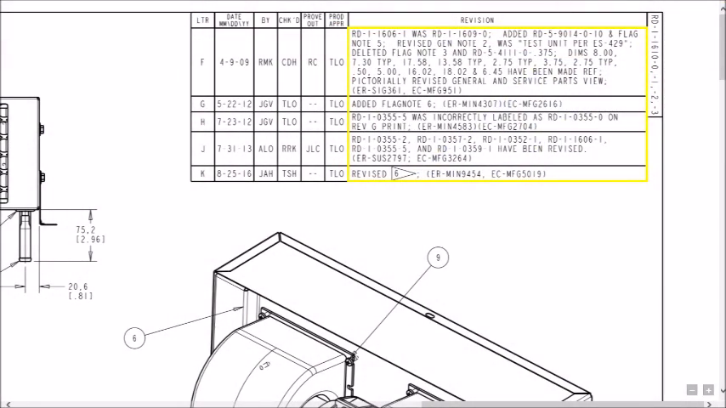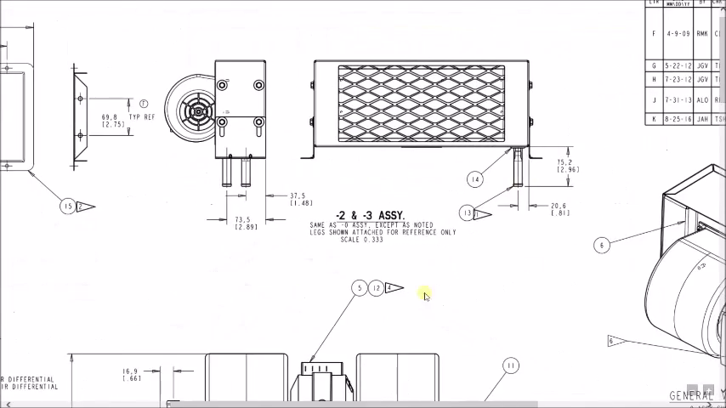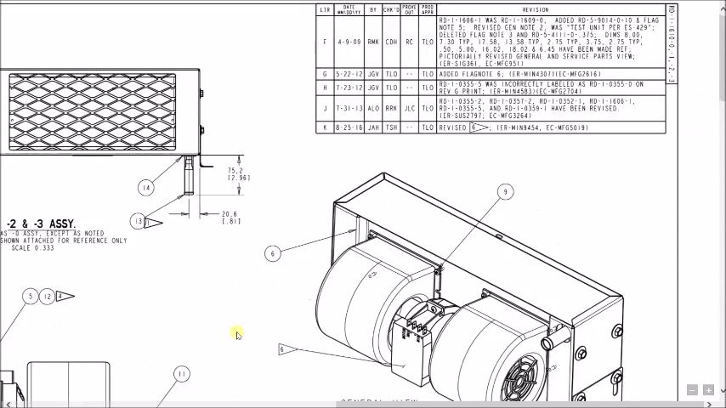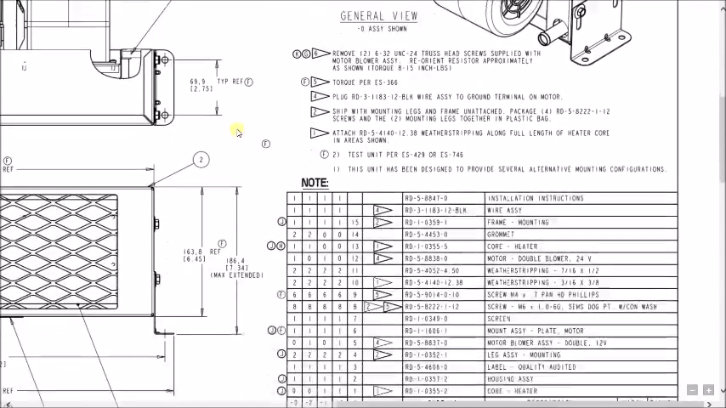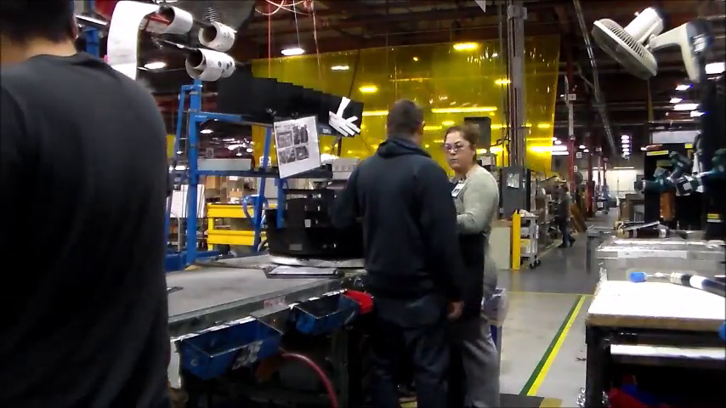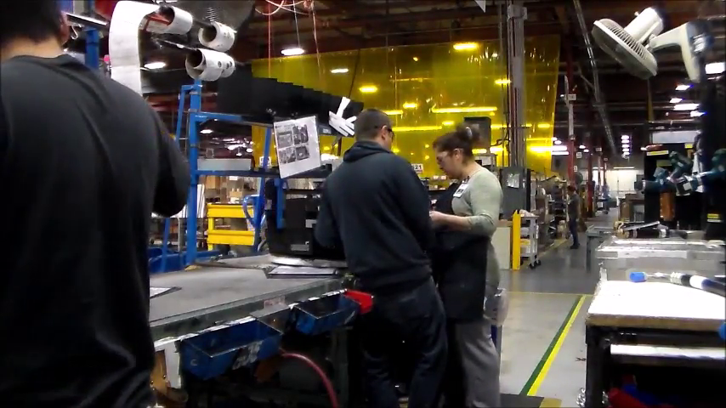You can also find comments on what was changed between revisions on the side of the revision block. This lets you see how the unit has changed over time. If you have any questions about the part's revision and any doubts about it being correct, always verify the information with your lead to be sure you are building the correct part.